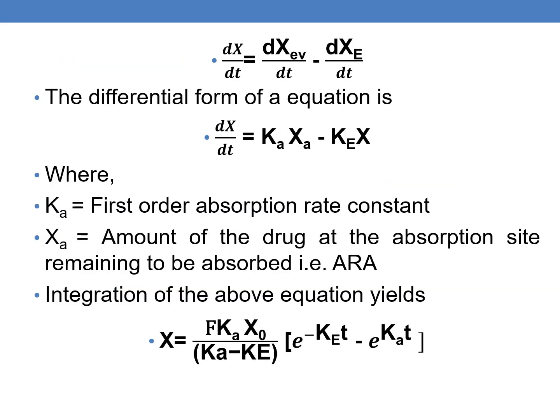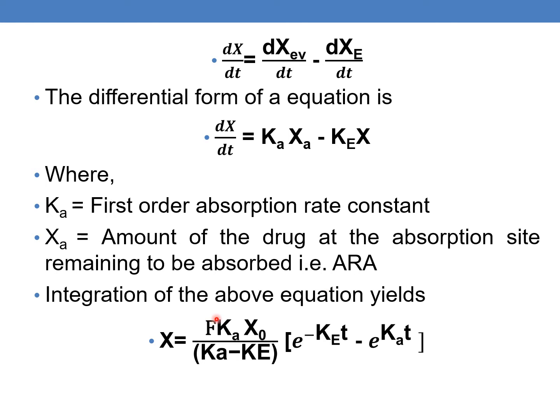Now, as we have discussed earlier, the amount of the drug remaining in the body, dX by dt, is equal to rate of input minus rate of output. So the differential form of this equation yields dX by dt is equal to Ka Xa minus Ke X, where Ka is the first order absorption rate constant and Xa is the amount of the drug at the absorption site remaining to be absorbed. That is nothing but ARA.